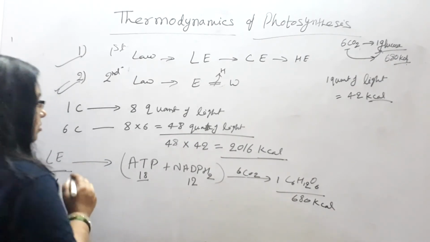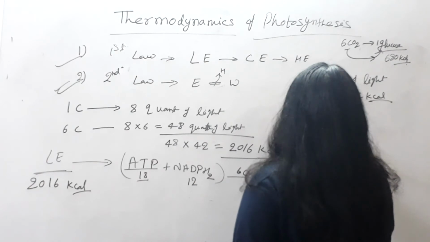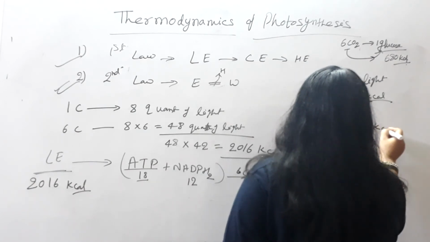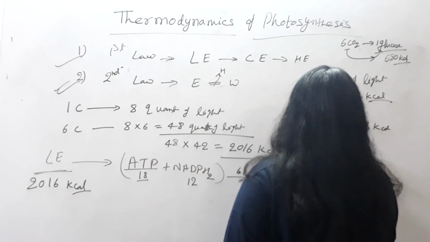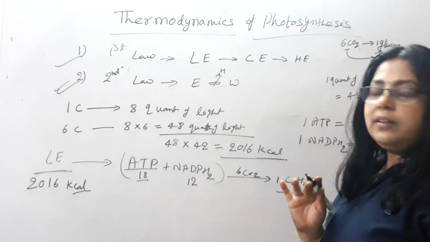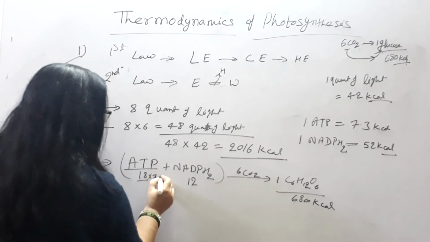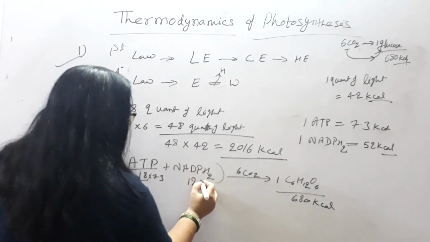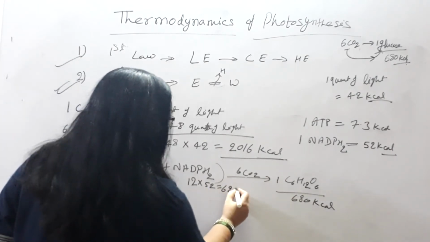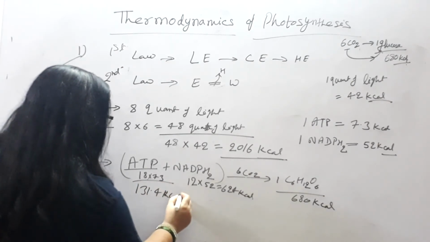Now, we calculate. Here, one molecule of ATP has 7.3 kilocalories and one NADPH2 molecule has 52 kilocalories. Fine. Now, here 18 molecules of ATP, then 18 into 7.3, and 12 NADPH2, it means 12 into 52 kilocalories. What is the amount? This is around 624 kilocalories and this is around 131.4 kilocalories.